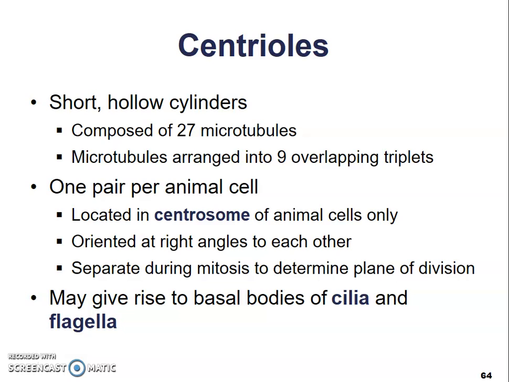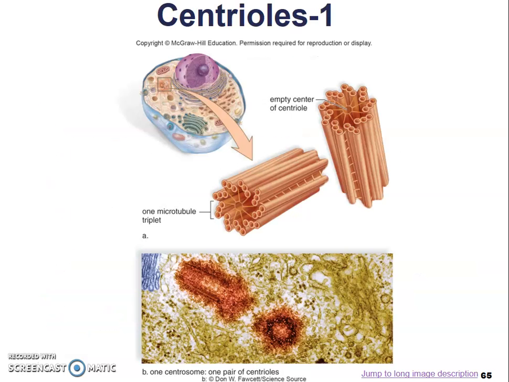They help figure out exactly where the middle of the cell is so that each new cell gets the right amount of organelles, the right amount of cytoplasm, so that each one gets what it needs. These centrioles may give rise to basal bodies of cilia and flagella. Basically, they provide an anchor point for those structures, which we're going to talk about in just a little bit. So here is the structure of the centriole. It has a hollow center, okay, and then here are those triplets. All right, here we have an actual image created using an electron microscope.